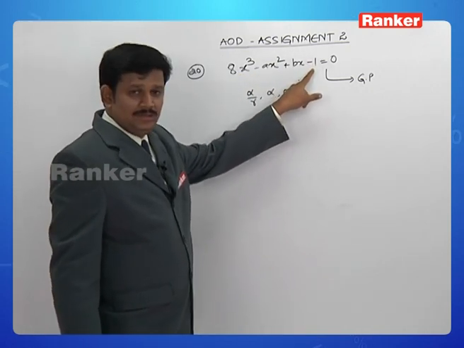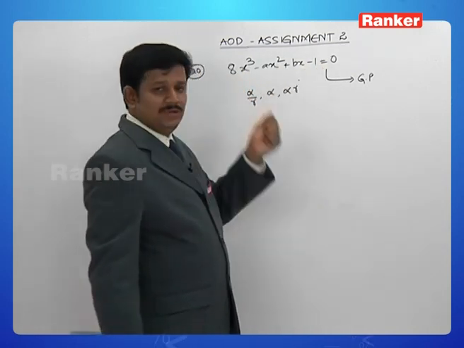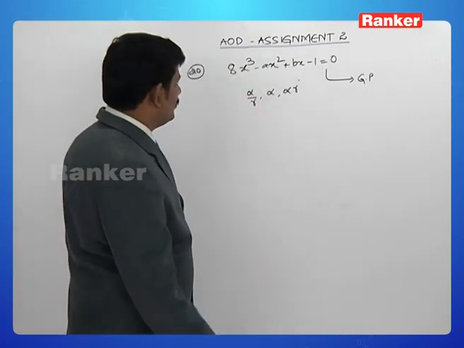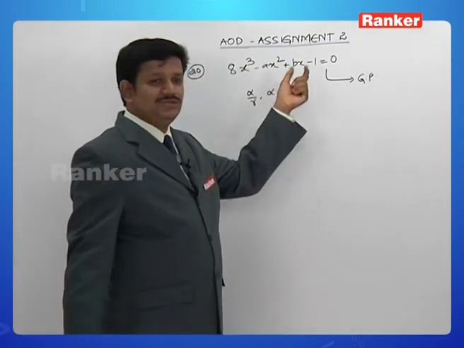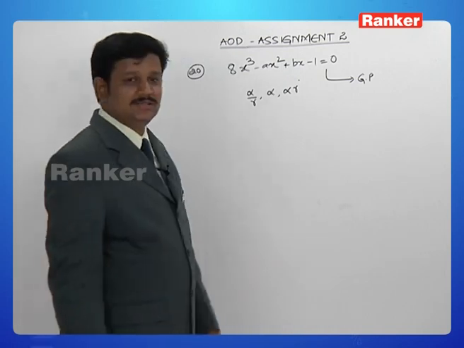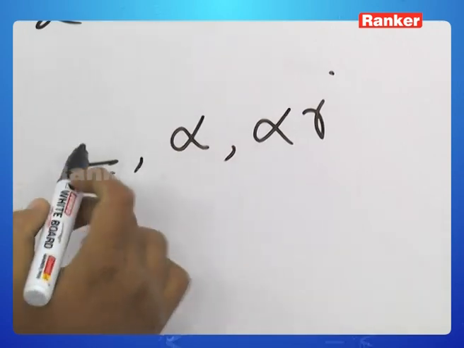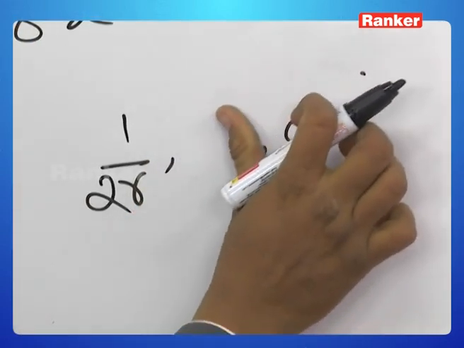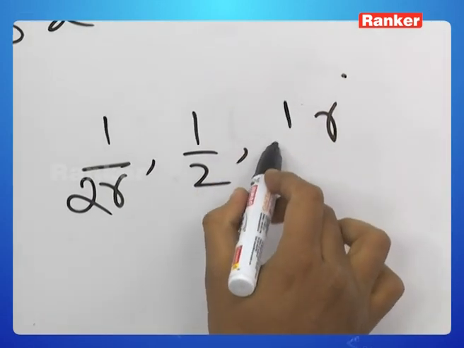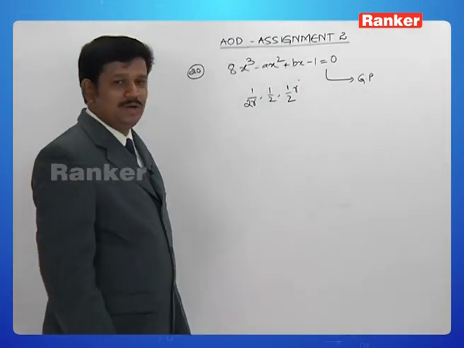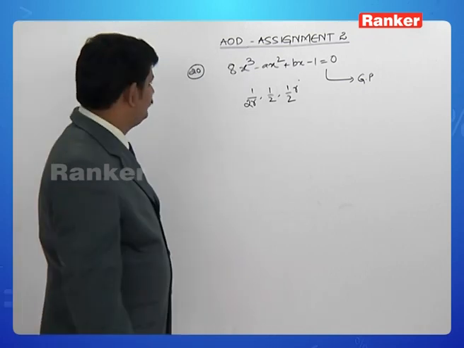In a cubic equation, product of roots is minus of constant term divided by coefficient of x cube, which is minus 1 by 8 plus 1 by 8. So alpha cube is 1 by 8, or alpha we can say is half. Alpha is half, so we can replace alpha by half. We can assume the roots to be 1 by 2r, 1 by 2 and 1 by 2 r.